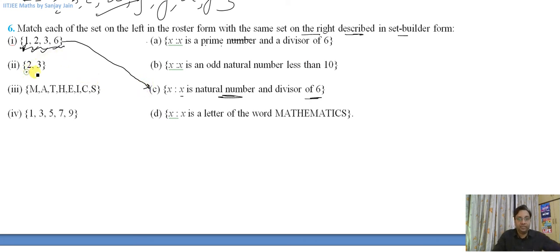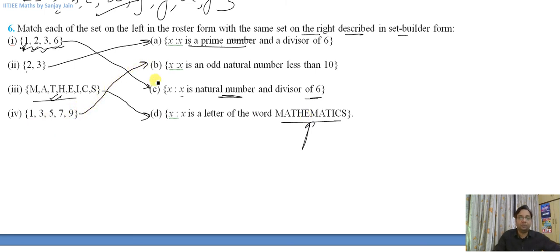Then 2, 3. X is a prime number and divisor of 6. So 2 and 3 are primes and are divisors of 6. So it is correctly matched with it. This can be an obvious match for this, as these are the letters used in the word mathematics and written without repetition. Okay, so obviously this fourth one will be matched with B. We can also confirm by looking at it, because these are 1, 3, 5, 7, 9, odd natural numbers less than 10. So this is X is an odd natural number less than 10. So this is the correct match for this. All right.